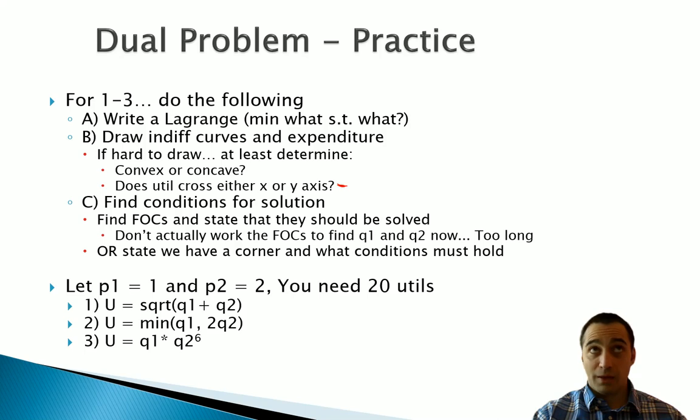Can you have non-zero utility with 0 Q1 and or 0 Q2? If so, it crosses an axis. Next, find the conditions for the solution. That is, either find the first order conditions and say that this will work. You don't actually need to work the FOCs to find Q1 and Q2 this time. It would take you a lot of time, and it's mostly just algebra.